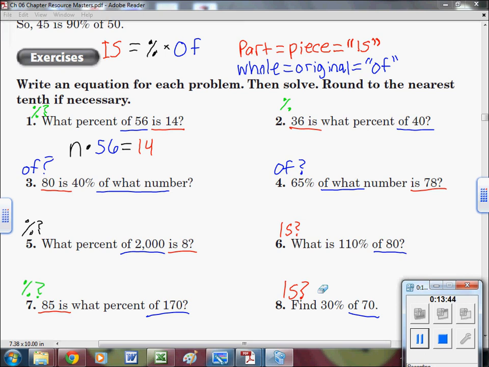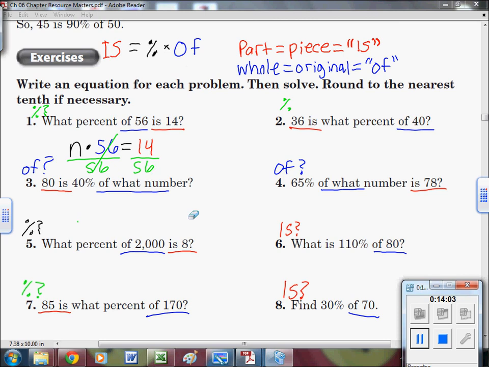What percent of 56 is 14? So we put the n there: percent times the of number, or the whole number, equals the is number, or the part number. So n times 56 equals 14. We have to get rid of times 56 to get n by itself, so you're going to divide both sides by 56. That's how you show your work. So they cancel on the left.